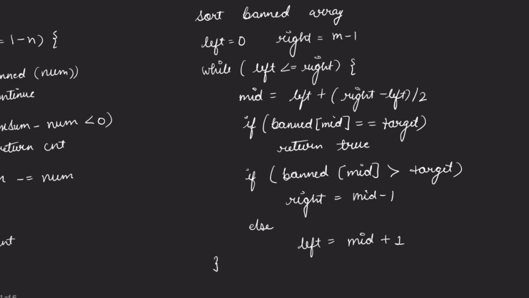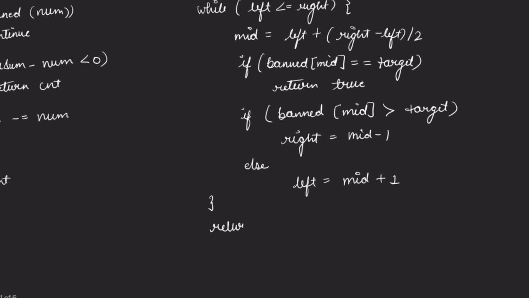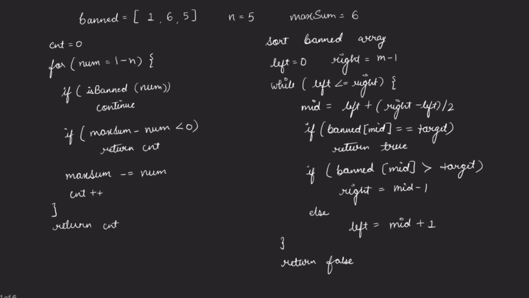So this will be your loop, and at the end you can return a false, that okay, this particular element was not found in the band array, right? So this approach we can follow. In this particular function isBand, we can find out whether the particular element is present in the sorted band array or not, right? So here first you would be sorting the band array, then you would be running a for loop, and inside this you will be calling this particular function, which will tell you whether the number is present in the band array or not, right?